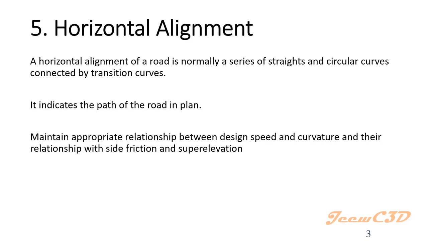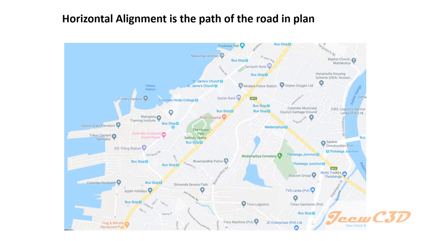So horizontal alignment design means we maintain an appropriate relationship between design speed and curvature, and we make another relationship between side friction and super elevation. We will be learning these things in the coming slides. So this is what you see when you go to Google Maps. You can see the plan view of a road. This is a collection of roads. All you can see are the straight sections and curved sections of the road. So this is the horizontal alignment of the road. This is what we call horizontal alignment.